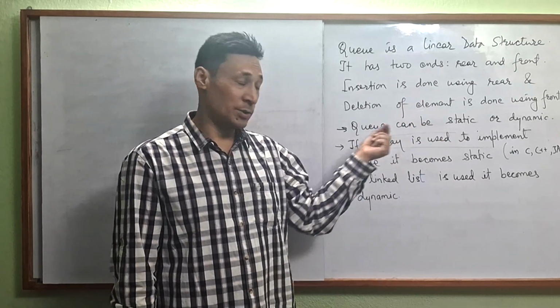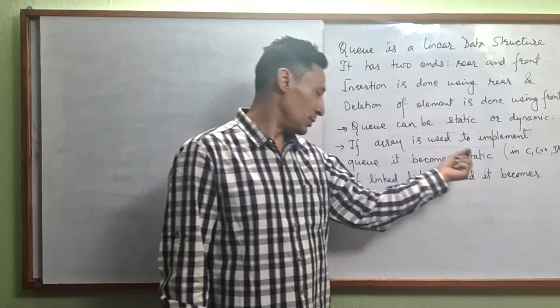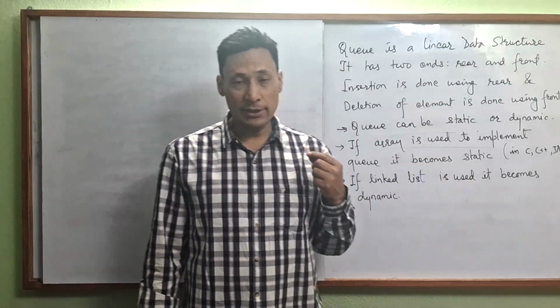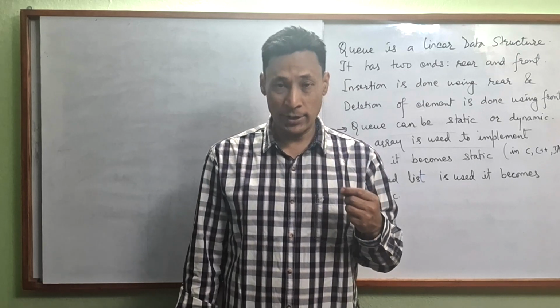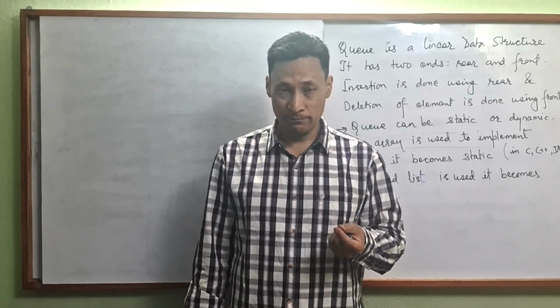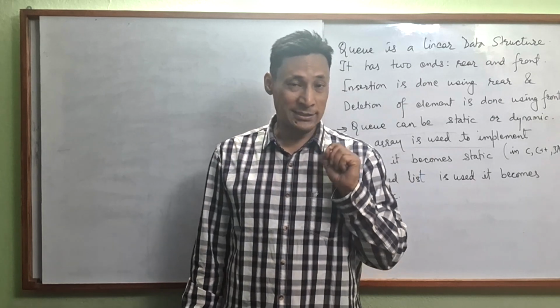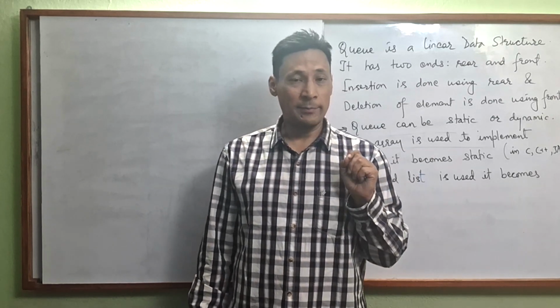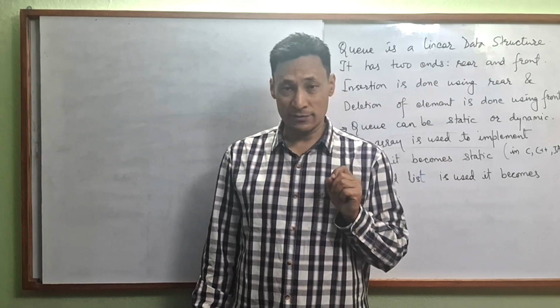Queue can be either static or dynamic. If array is used to implement queue, then it will become static. If linked list is used, then it will become dynamic. In programming languages like C, C++, Java, when we declare array, we have to specify the size of the array. And that array cannot go beyond the specified size. So it is static in nature. But in programming languages, JavaScript, PHP, we don't have to specify size of the array.